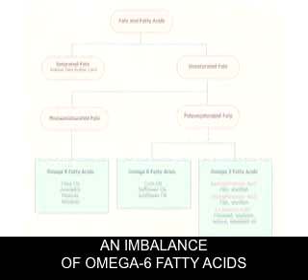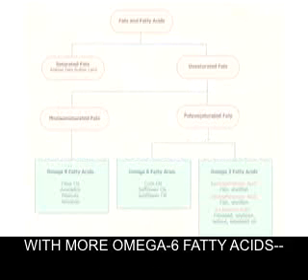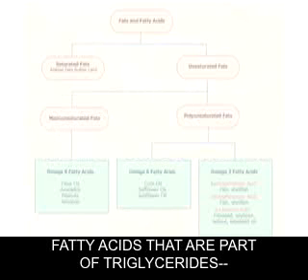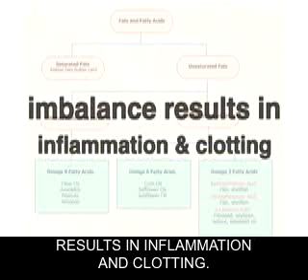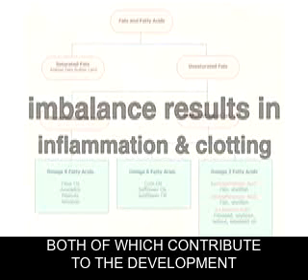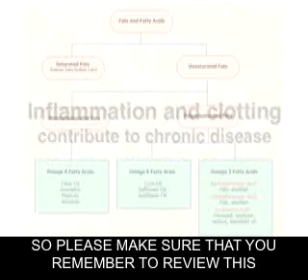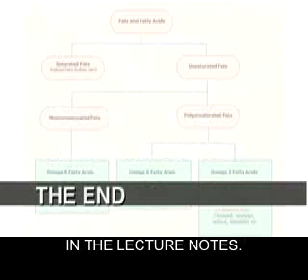An imbalance of omega-6 fatty acids and omega-3s in our body, with more omega-6 fatty acids, and remember these are polyunsaturated fatty acids that are part of triglycerides, results in inflammation and clotting, both of which contribute to the development of heart disease and other chronic diseases. So please make sure that you remember to review this in the lecture notes.